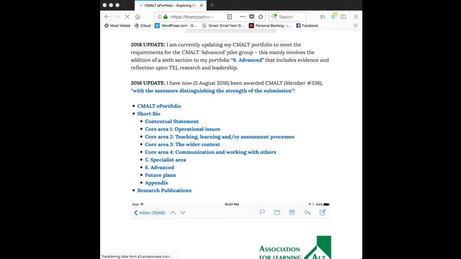The other difference between HEA fellowship and CMALT is that with CMALT you have to be a signed up member of the society or community, so that's either ALT in the UK or ASCILITE in the South Pacific here. You need to be a current member of that community of people interested in technology enhanced learning. CMALT is also not for life. You need to update it every 3 years, so your portfolio needs to provide evidence of continued engagement with technology enhanced learning. It's not a once-off as HEA is.